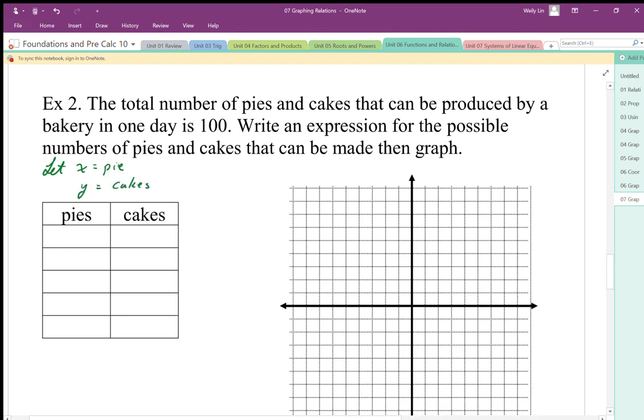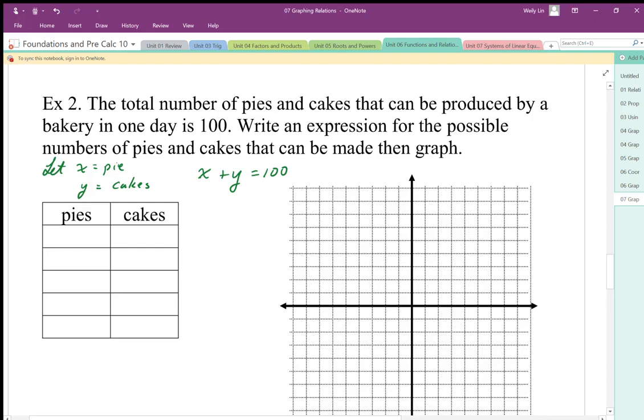Okay. So we're saying that the cakes is dependent on pies, but really it could have been the other way around. But for convenience's sake, we're just going to say the pies is our x and our cakes is our y. So we need to then come up with a relationship. Okay? And what I know this relationship is saying is that together they add up to 100. So I'm just going to say x plus y equals 100.